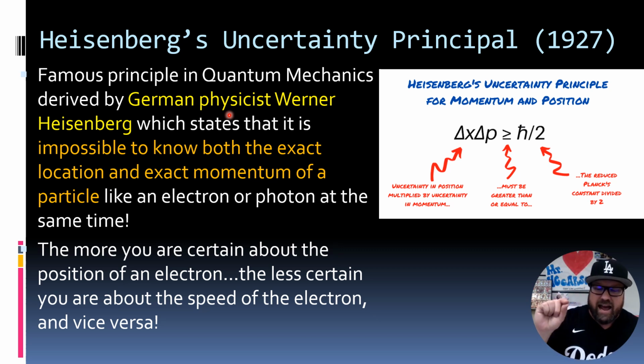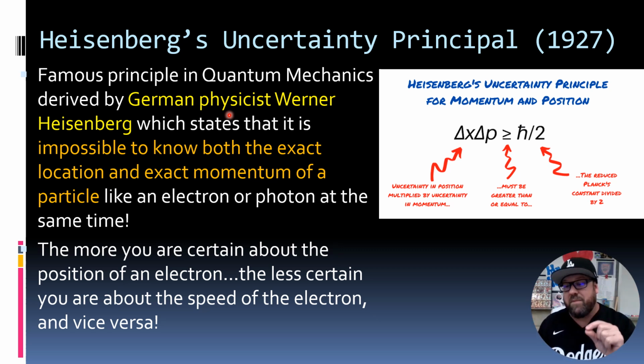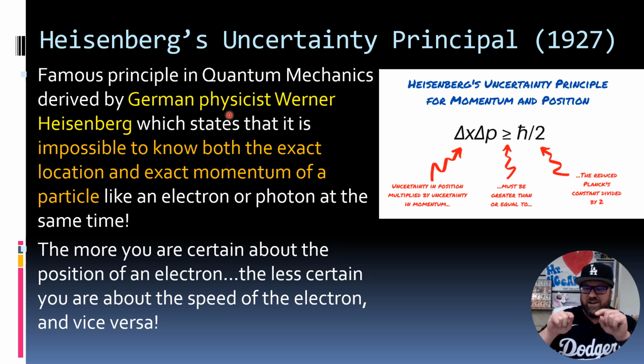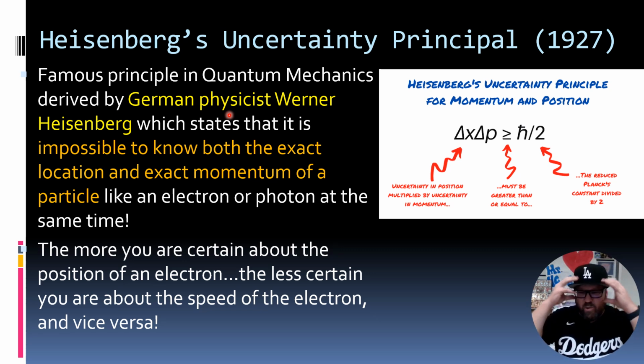The more accurately, or the more confident you are about the position of an electron, the less you know about its speed and momentum. The more confident you are about the speed and momentum that you measure of an electron, the less likely you are to put your finger on it. So if you can put your finger on an electron and locate it, you can't tell its speed or momentum. If you can measure the speed and momentum, you can't put your finger on the electron.